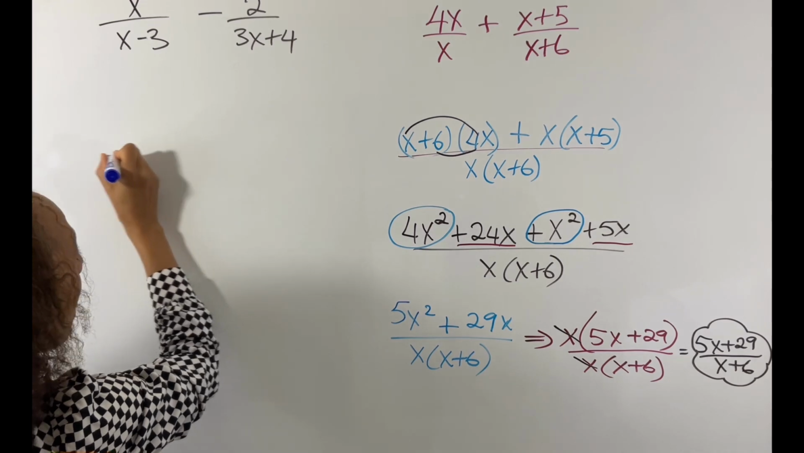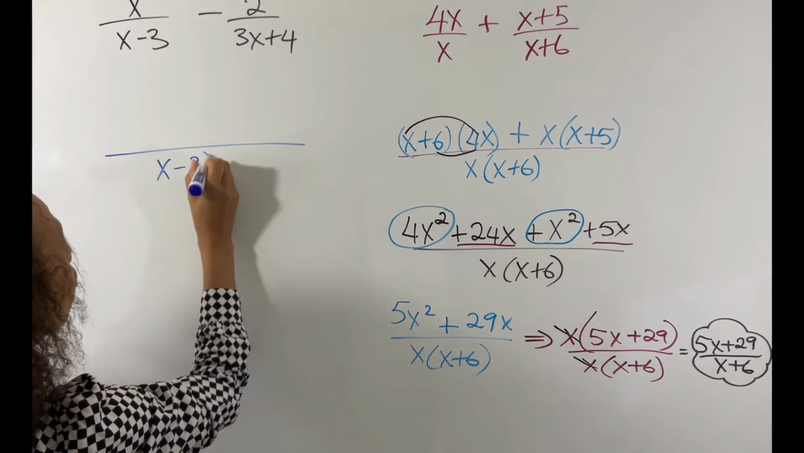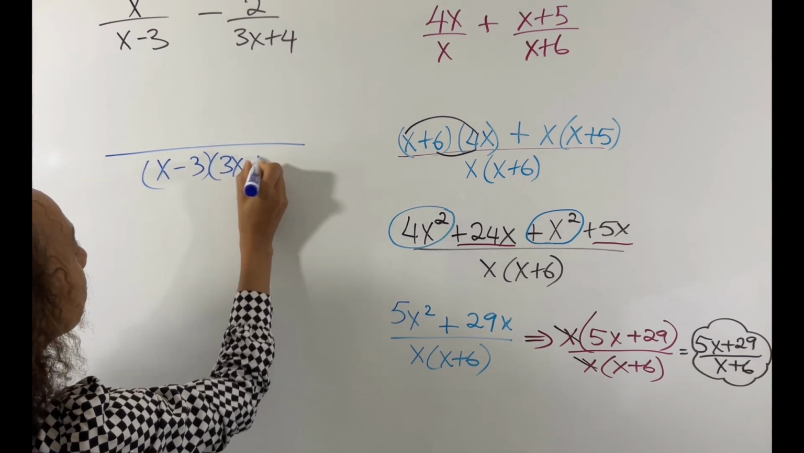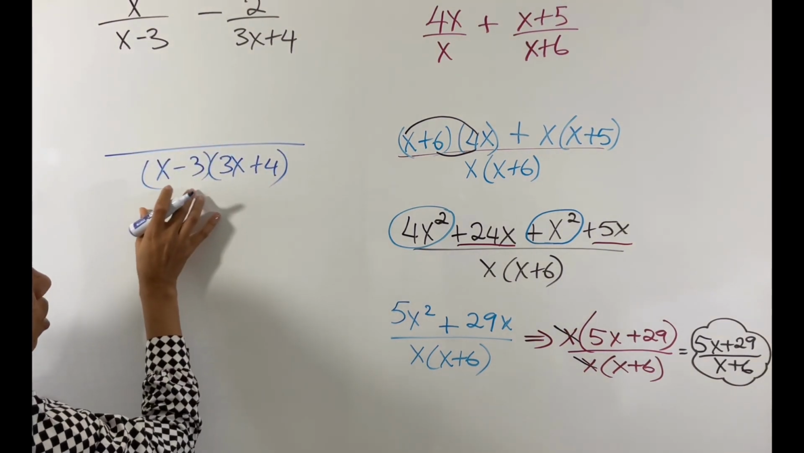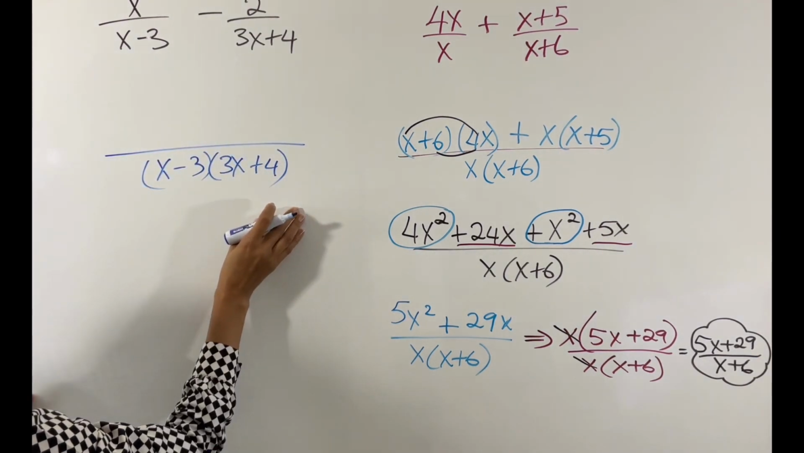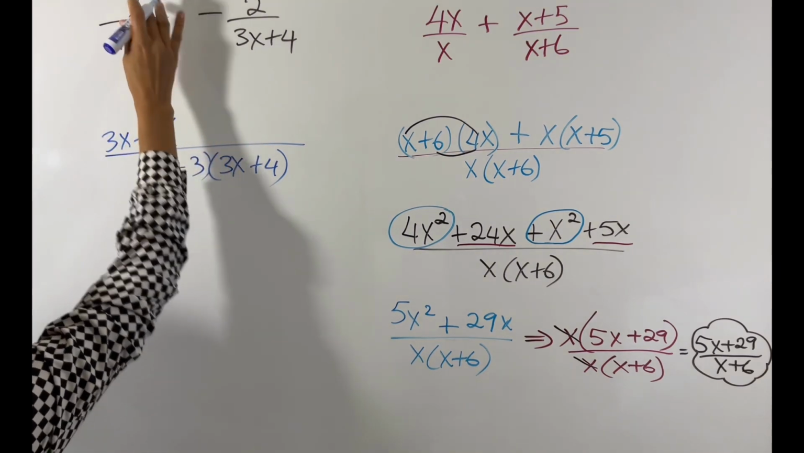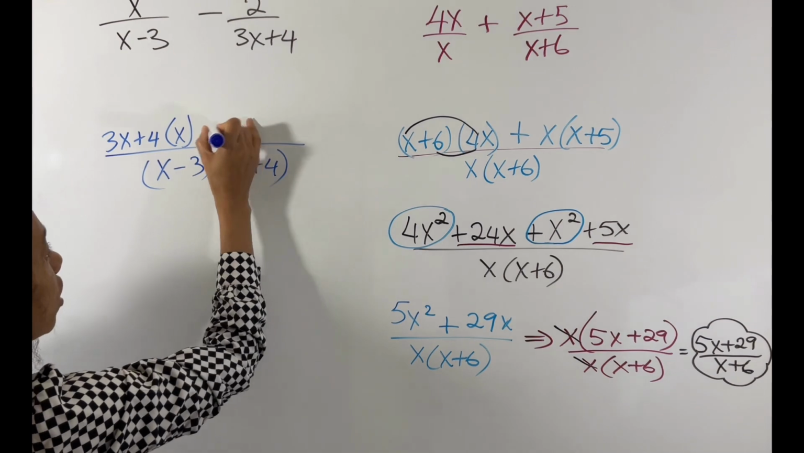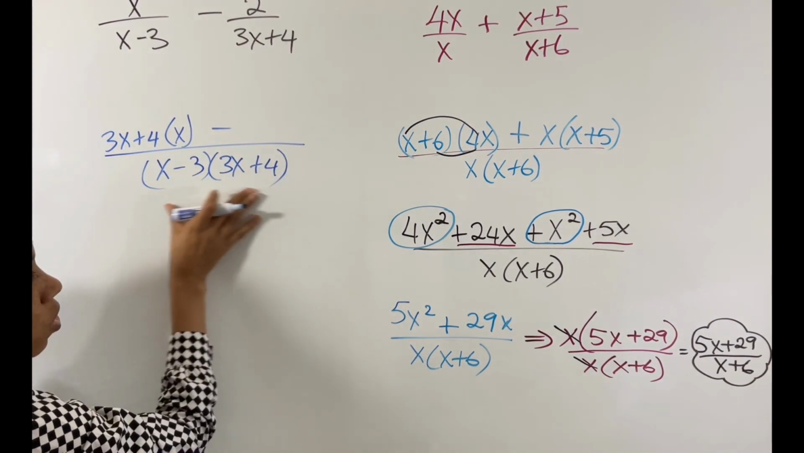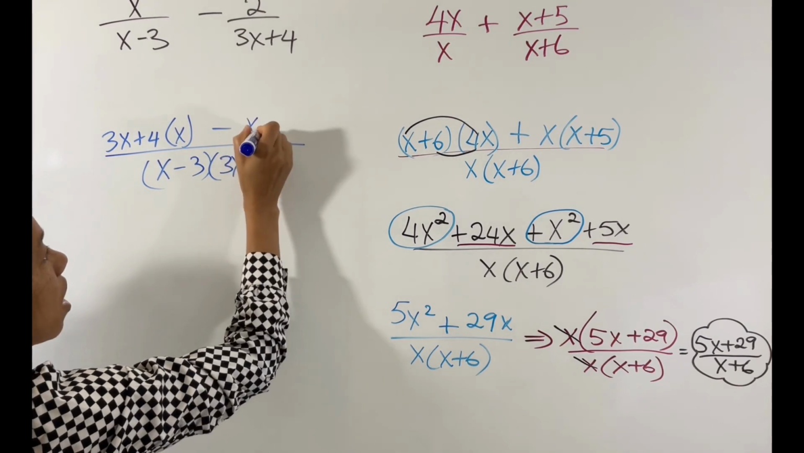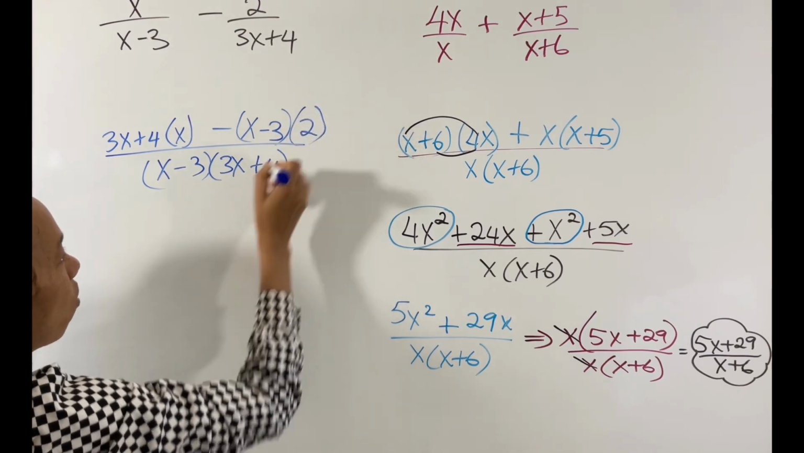So I will draw my line here, and I will have my x minus 3 parentheses and the 3x plus 4 parentheses. X minus 3 into this product here, you're going to be left with 3x plus 4, and I'm going to multiply that by my numerator, which is on top. Bring down your minus sign. 3x plus 4 into all of this is going to be x minus 3, and then you multiply by the 2 that you have on top.